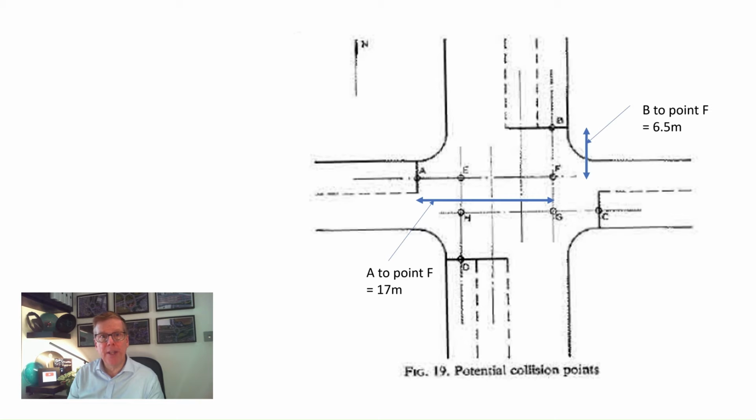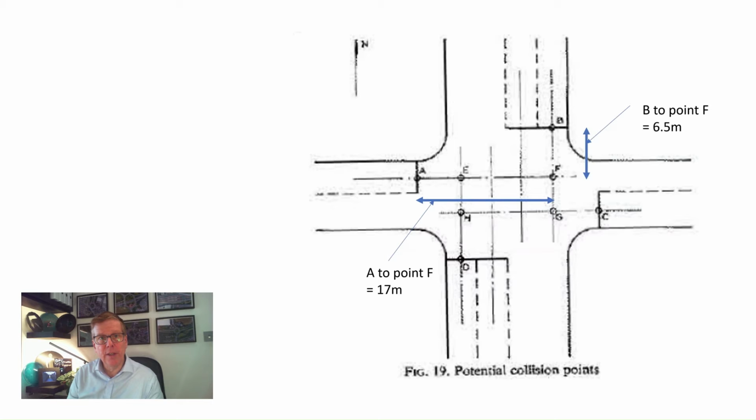So we'll do an example for A to B. This would be 17 meters from A to F minus 6.5 meters B to F. So that equals an X distance of 10.5 meters. Therefore, the intergreen would be 6 seconds.